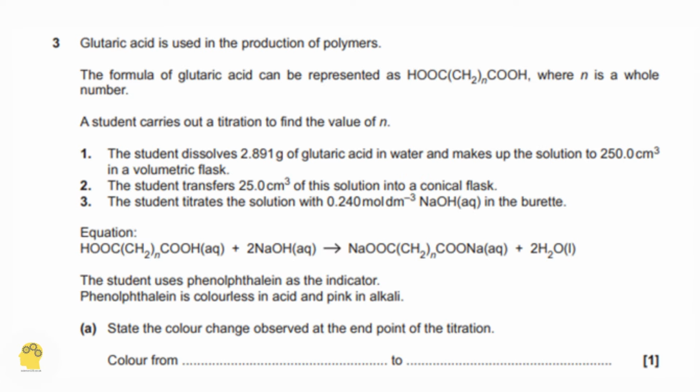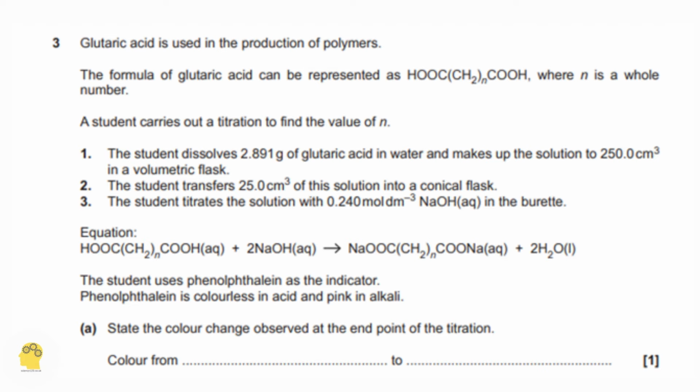So this is clearly a much longer question. There's lots to read through, but again, it's something that you will have done in your PAG, something very similar. So the first stage is where you're making up a standard solution. So you're accurately weighing to 3 decimal places a solid. In this case, it's an acid. So you dissolve it in water, make up the solution to 250 centimetres cubed in a volumetric flask.